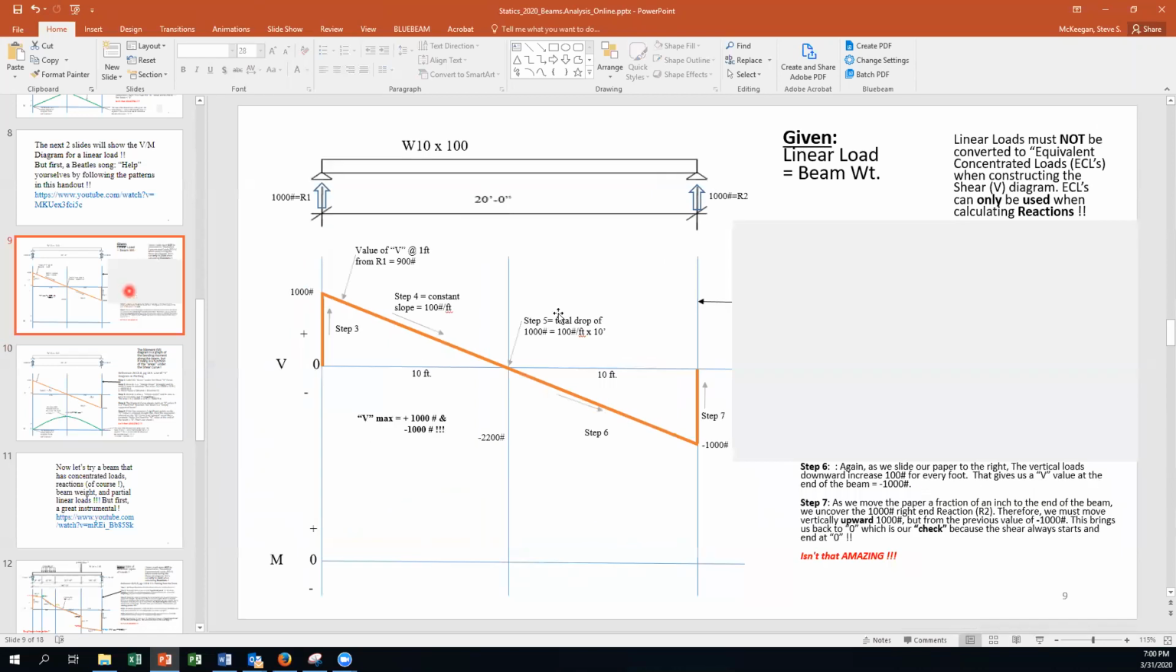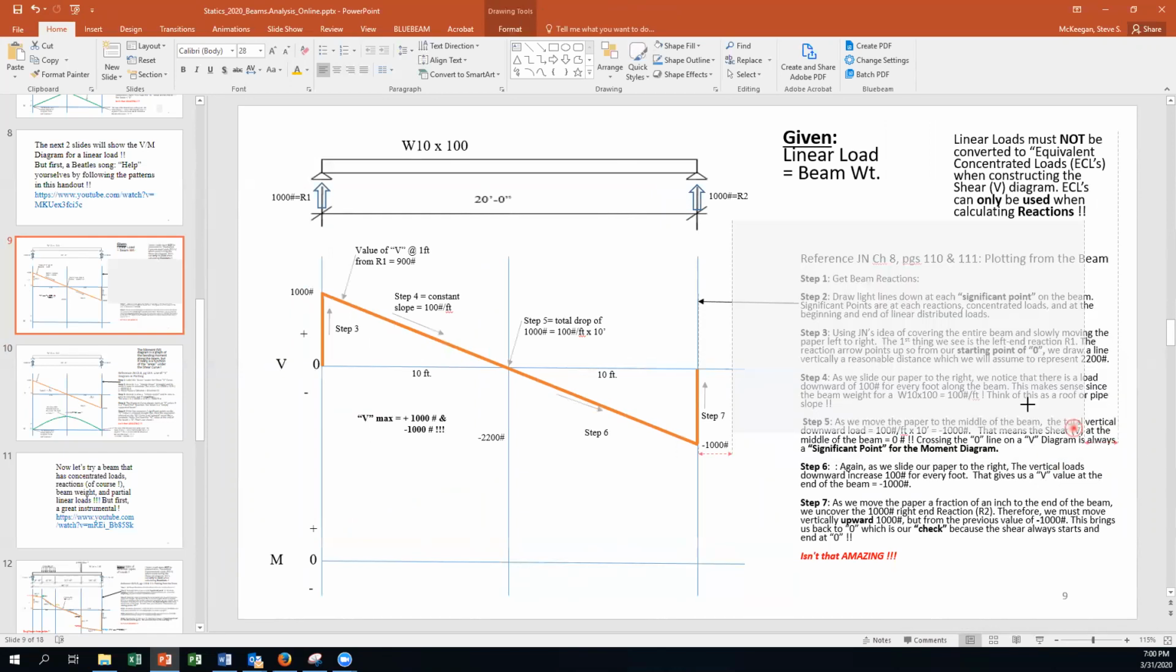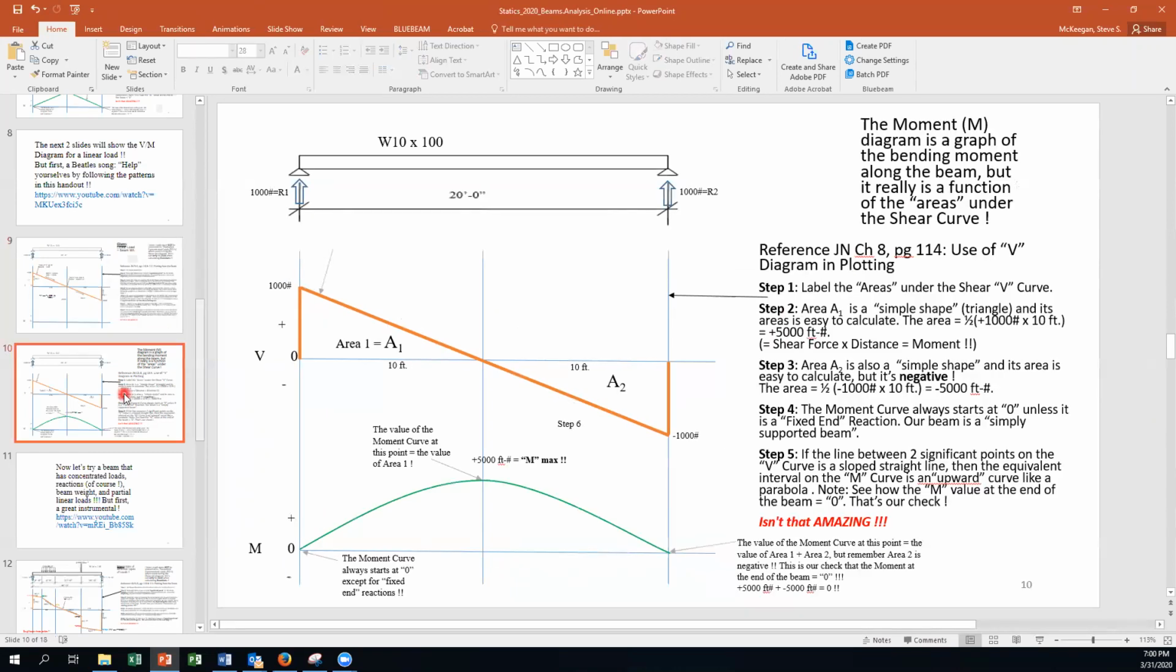So here, actually, I don't need that. So let me, that just so I can use it some other day. Okay, now the areas are what? Triangles. And like I said, a couple of you just gave me the value of area 1 for the homework. You got to show me 1/2 base, which is a distance, times height, which is a shear load. There's your moment, foot-pounds.